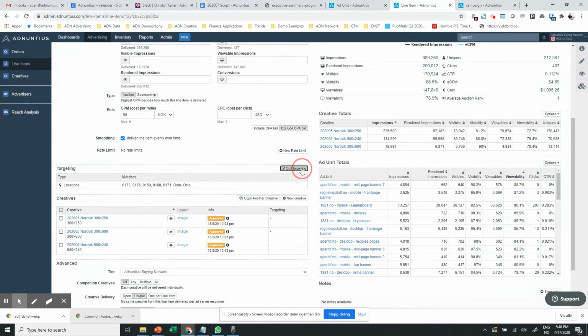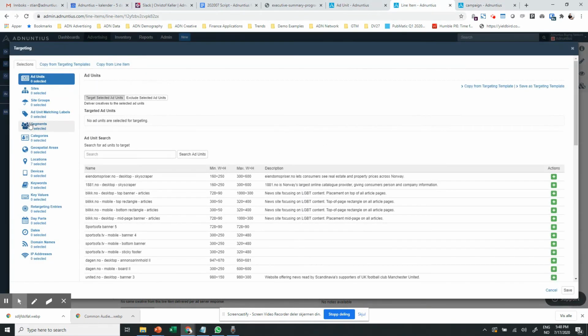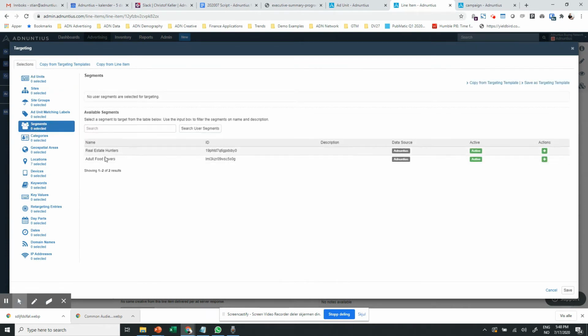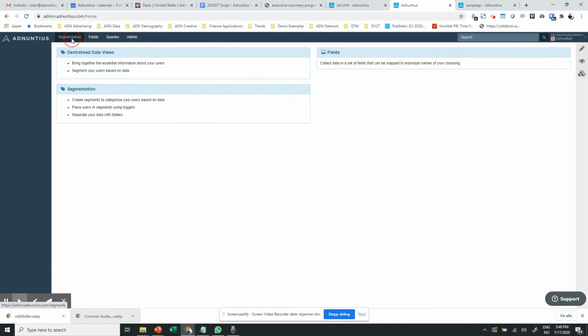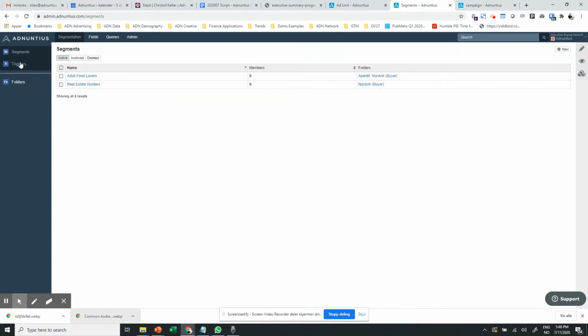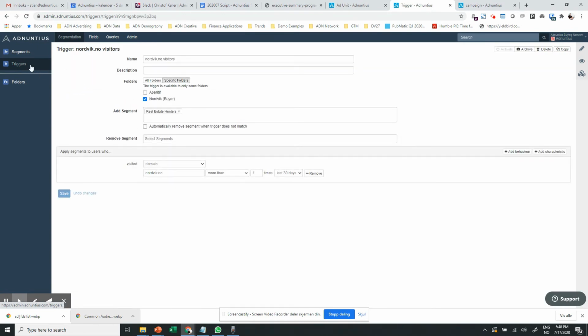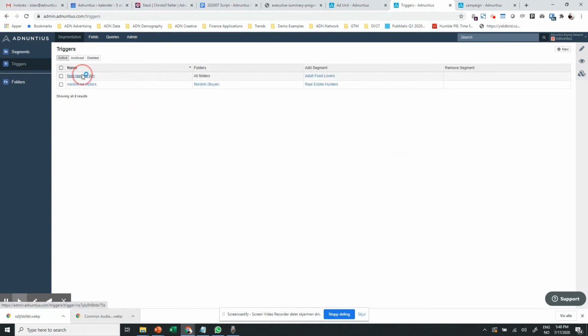Now let's turn to the data platform. When targeting a campaign, you may remember that you can select segment targeting. If you have a DMP, you can easily connect that DMP to Adnuntius. But let's say that you're looking for new technology. Adnuntius data allows you to create segments based on what we call triggers. A trigger lets you apply segments to users who match certain behaviors or characteristics.